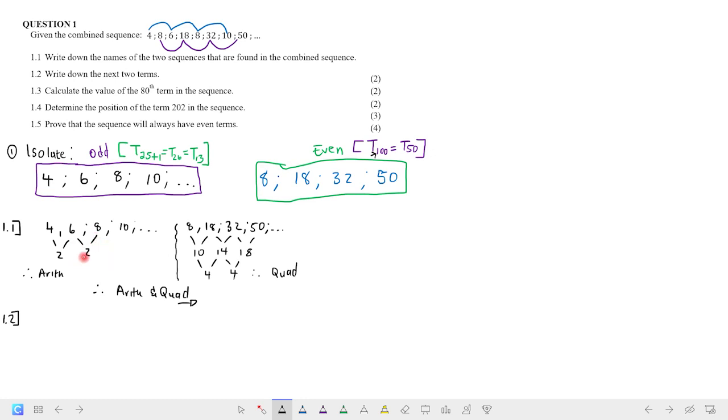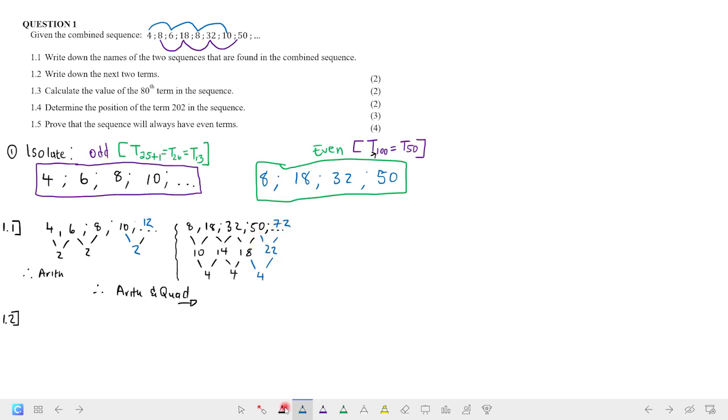Now 1.2 says write down the next two terms. We know that here at 10, to get the next term, we're going to add 2, right, to get the value there. So this is 12. Then on the quadratic, we first need to add a second difference to get the value there. So 18 plus 4 is 22. And then that's when we start adding. Then 50 plus 22 is 72.